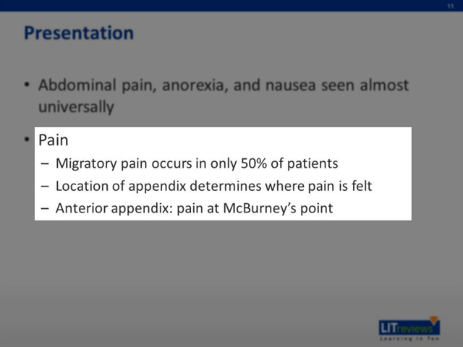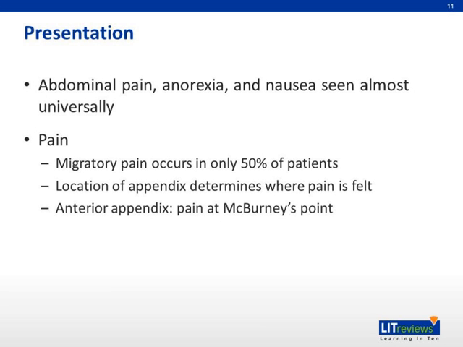Furthermore, the location of the tip of the appendix affects where the pain is felt. A retrocecal appendix can cause flank or back pain, a pelvic appendix can cause suprapubic pain, and a retroileal appendix can cause testicular pain. Pain classically associated with appendicitis at McBurney's point, which is 2/3 of the distance from the umbilicus to the anterior superior iliac spine, is seen with an anterior appendix. In the majority of cases, anorexia is generally the first symptom, followed by abdominal pain, then nausea and vomiting, and finally fever.